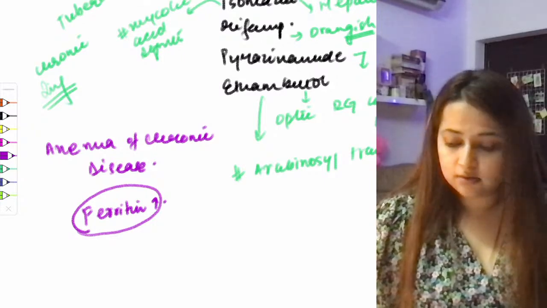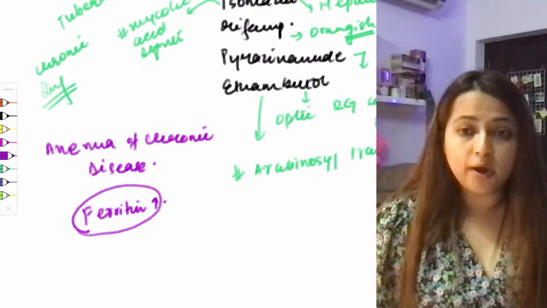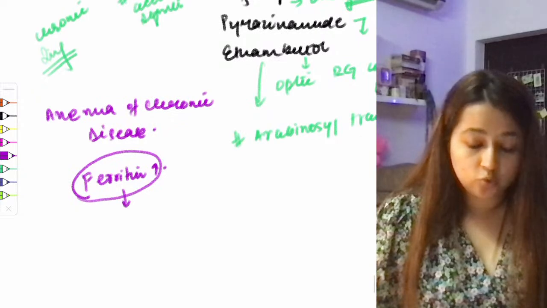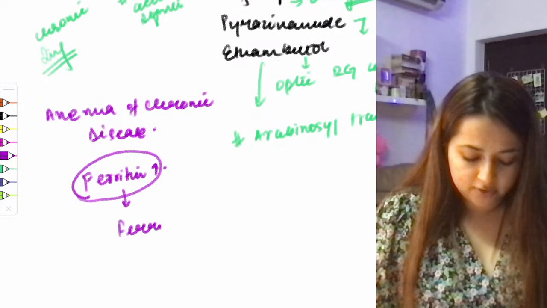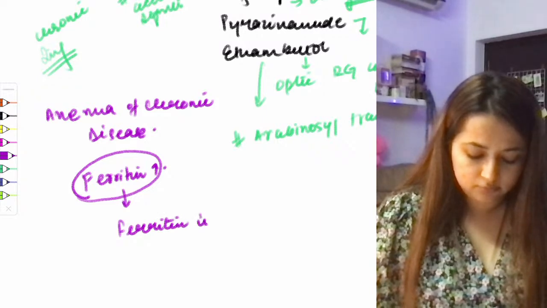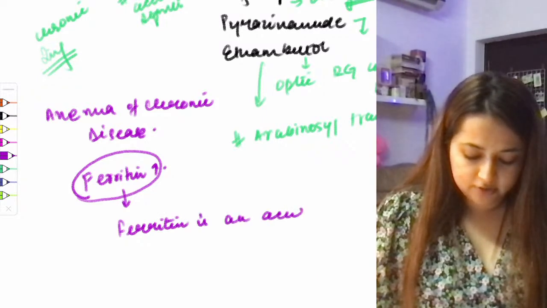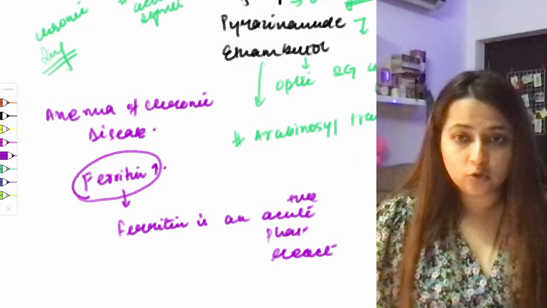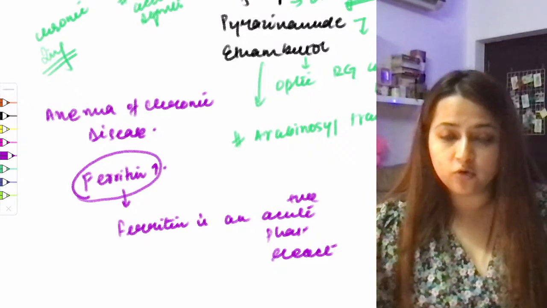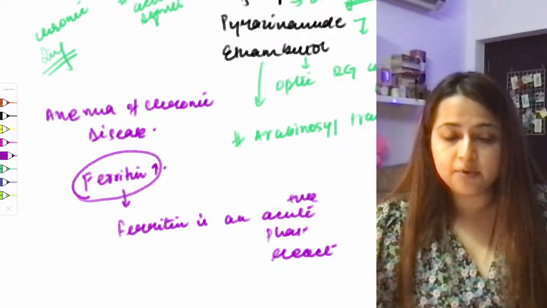The reason here is that although iron is less, what you should also remember is that ferritin is an acute phase reactant. Especially, this is a positive acute phase reactant. So we have negative acute phase reactants also, for example, transferrin and albumin. So ferritin is a kind of positive acute phase reactant.